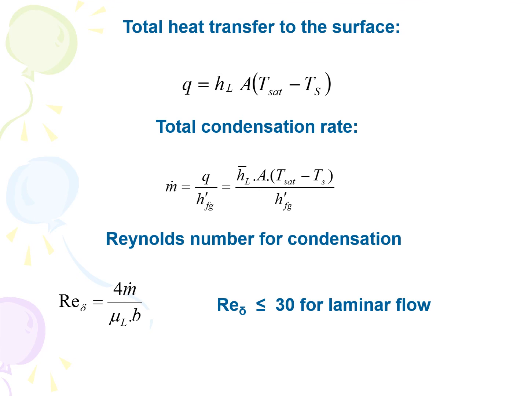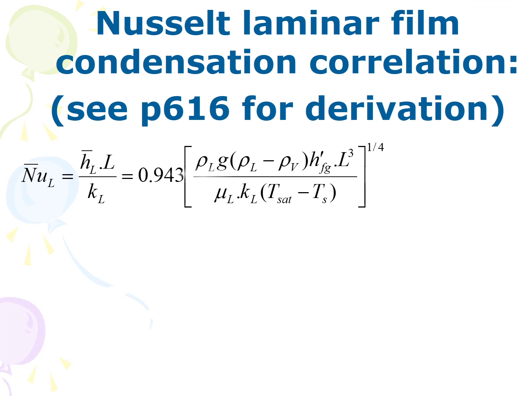Condensation has its own Reynolds number, which depends on the total condensation rate, m dot. Here b is the breadth of the vertical surface. Note that the Reynolds number must be less than 30 for the flow to be laminar. Nusselt derived a laminar film condensation correlation. This is for Reynolds numbers that are less than 30.